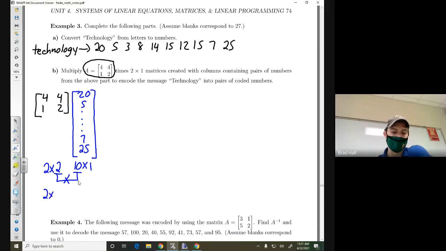In order for this product to make sense, you have to use 2 rows. So you think, well, how do I use 2 rows? I have 10 characters.